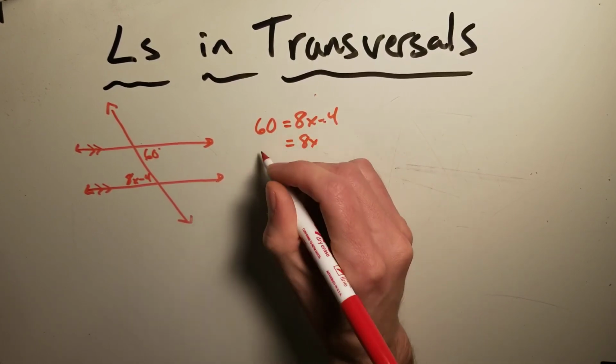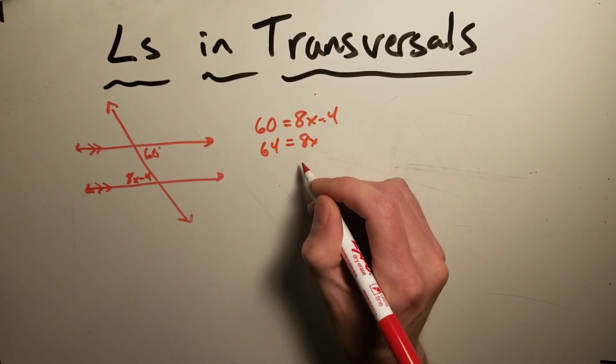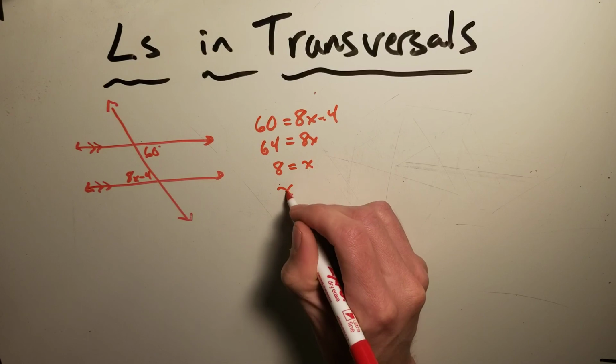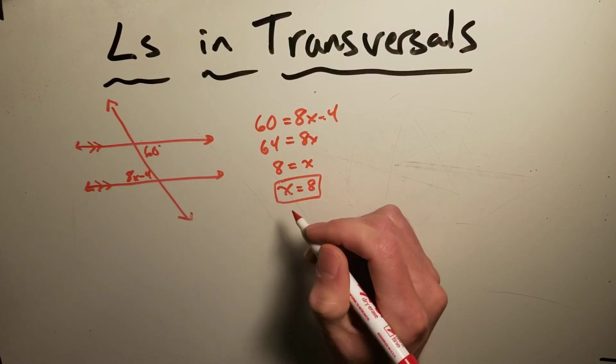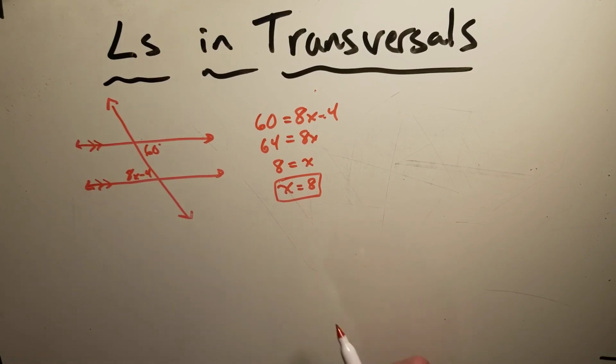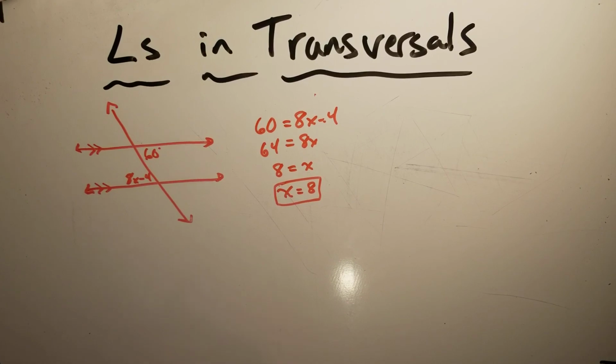When you add 4 to both sides, 64 equals 8x. Then when you divide by 8, you're going to get x is equal to 8. So for your first one, you should have x is equal to 8. And I'll leave that one up there for now. I'll erase it when I finish this next one.